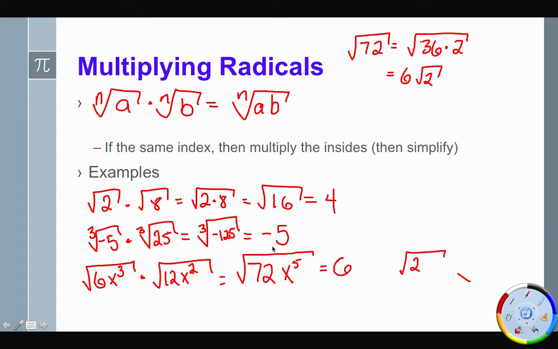And then as we did in the previous lesson, square root of x to the fifth, we ask how many times does 2, which is the index, go into 5? And we know that goes in there twice with 1 remaining, because 5 divided by 2 is 2, remainder 1. And we have our final answer. This is the simplified radical.